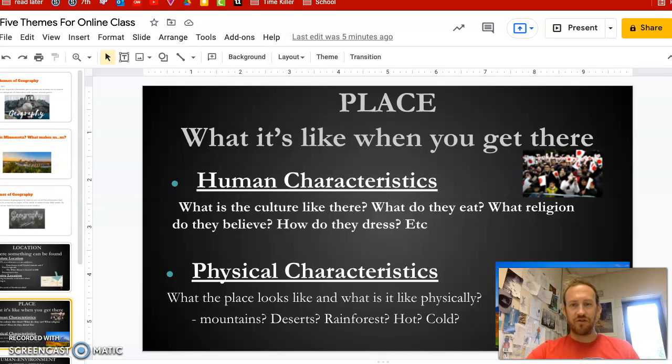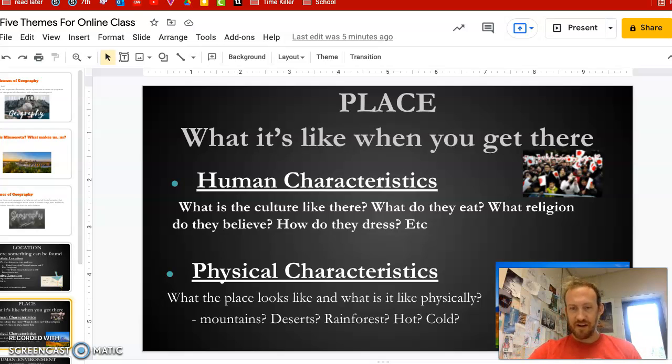Place is what a place is like when you're actually there. So we break it into two components. We've got human characteristics and physical characteristics. Human characteristics is anything about the people there and their culture. So it could be what foods they eat, what language they speak, what religion most people there follow, how they dress, what music they listen to, what they do for hobbies, for sports, for games, for free time. We could have a list of thousands of things that are human characteristics.